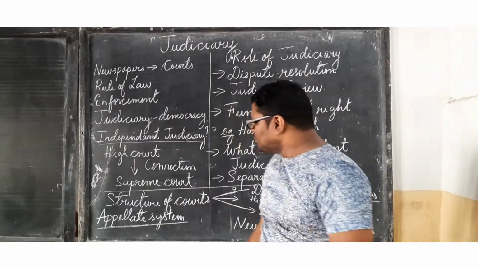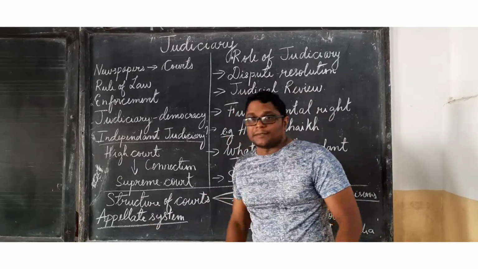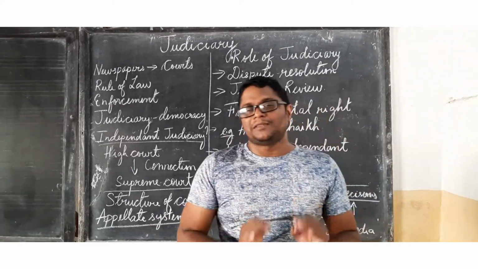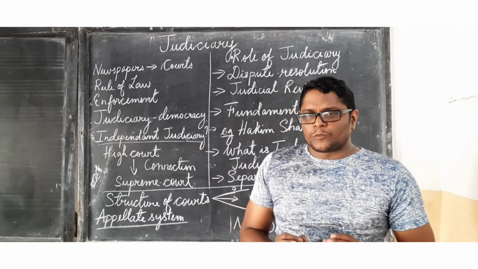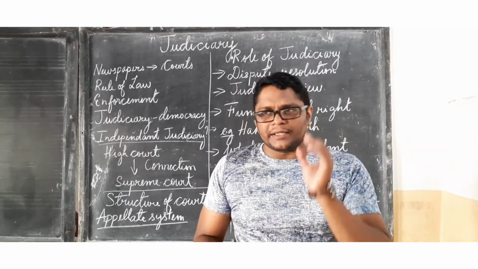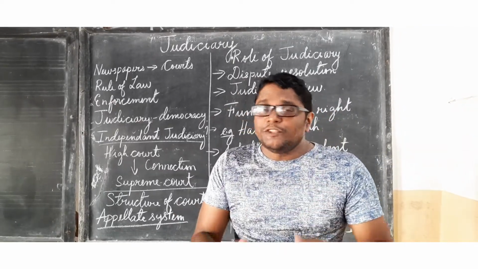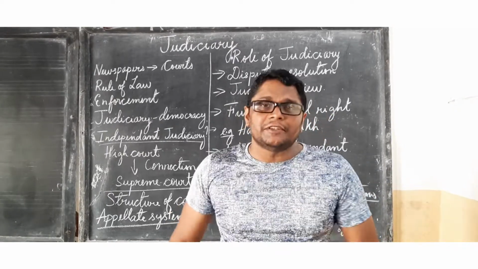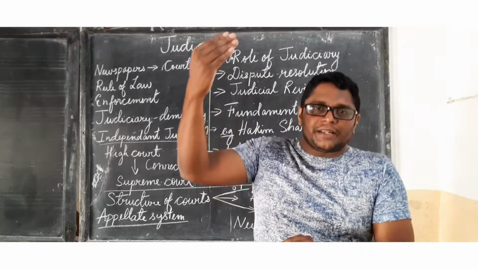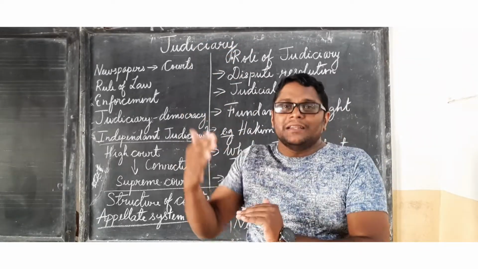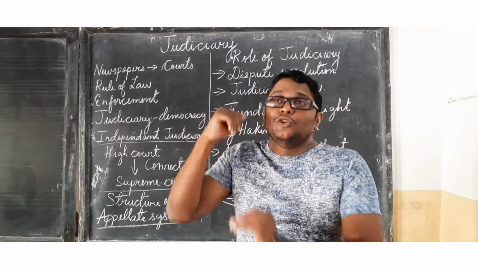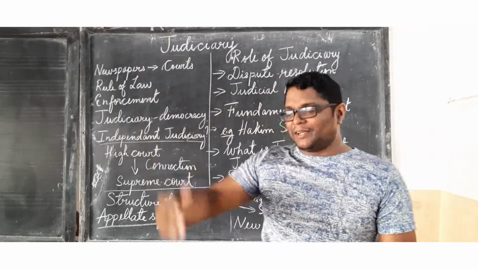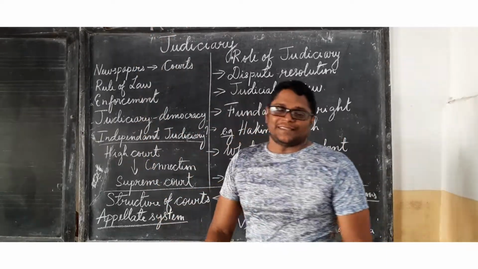And lastly, what we have to learn is the Appellate System. What do you mean by Appellate System? Suppose you go to a lower court and they give a judgment with which you are not happy. You think that a fair decision is not given. You can appeal to the next court, which is the High Court. Even if you are not happy over there, you can appeal to the Supreme Court. That is called the Appellate System.